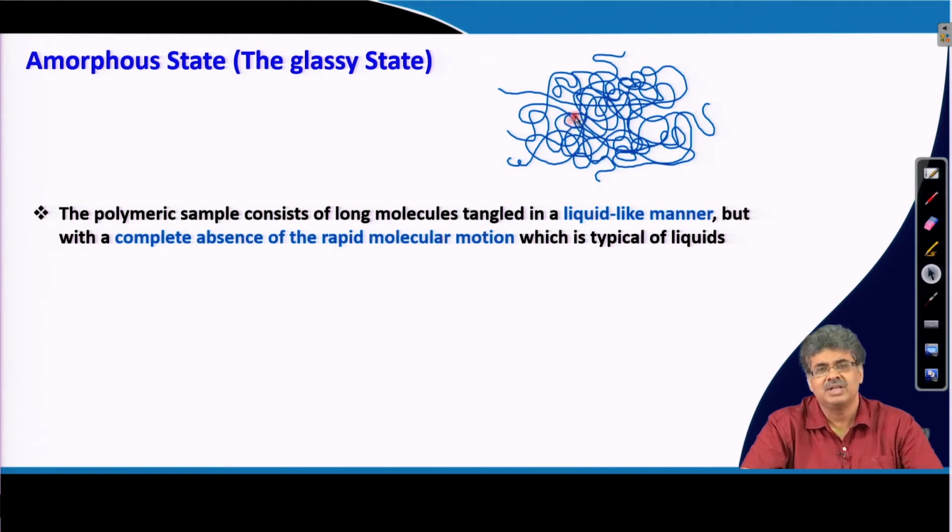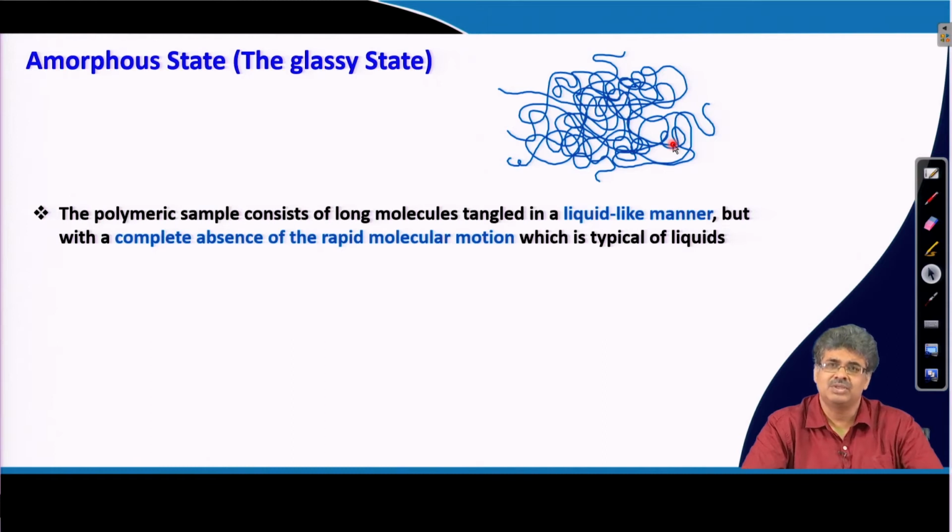In case of liquid, we know the molecules are always moving and you have a particular velocity associated with those molecules. But in case of polymer glass or amorphous glass, there is no long range ordering like a typical liquid, and there is no rapid molecular motion in the case of polymer glass. So, there is a difference between a typical liquid and a polymer glass.